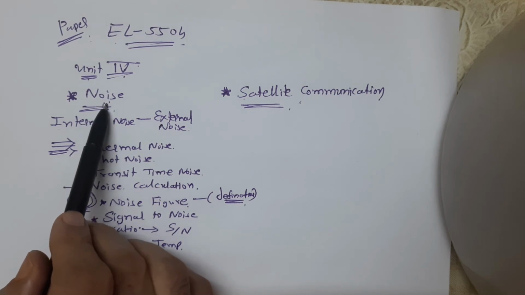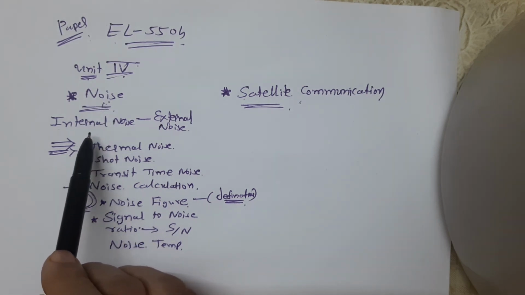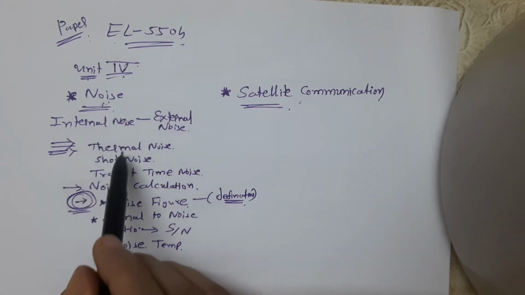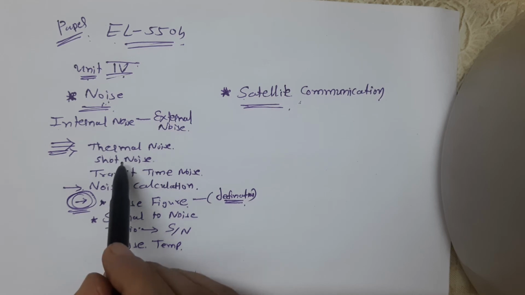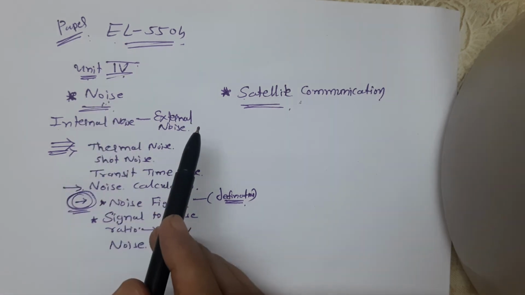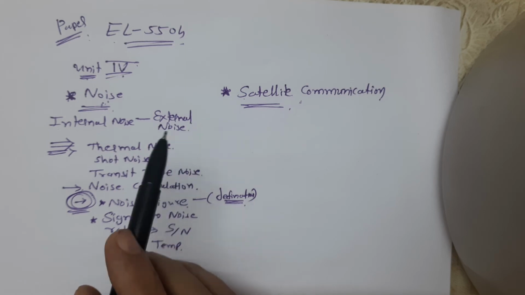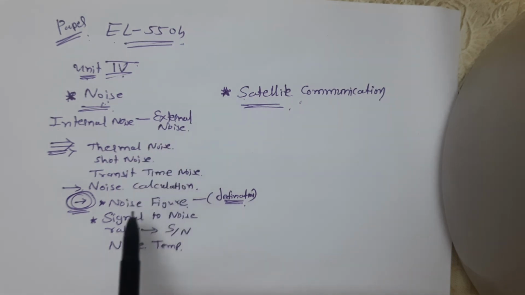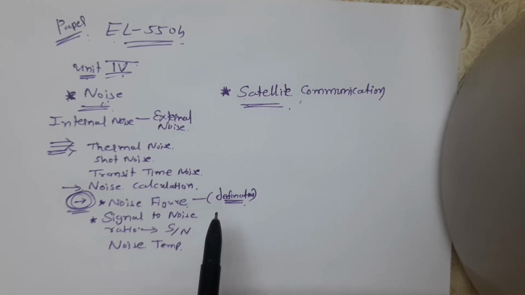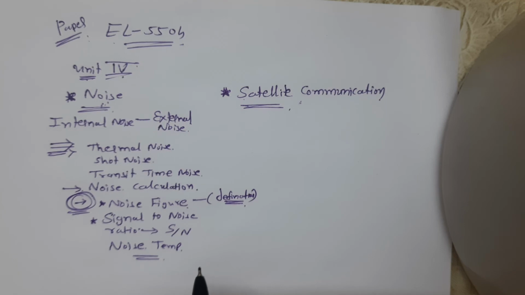In the topic of noise we discuss the types of noise, the different types, how they are generated, internal noise and external noise. To measure the noise, there is the noise figure, there is the signal to noise ratio, and the last one is the noise temperature that we will discuss.